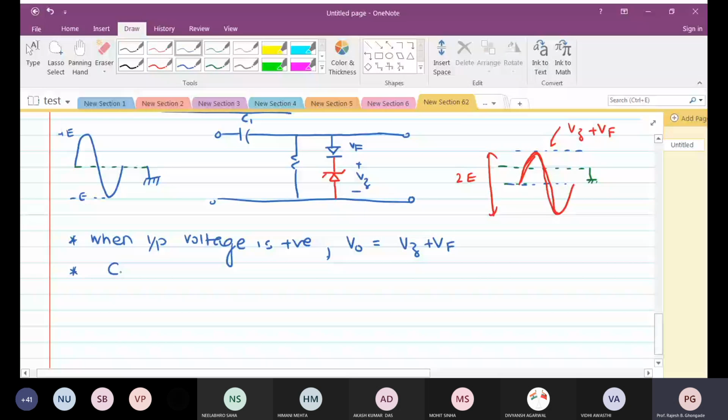So the capacitor C1 will charge to what value? On this side it is E, and on this side it is Vf plus Vz. So it will be charged to E plus Vf plus Vz.